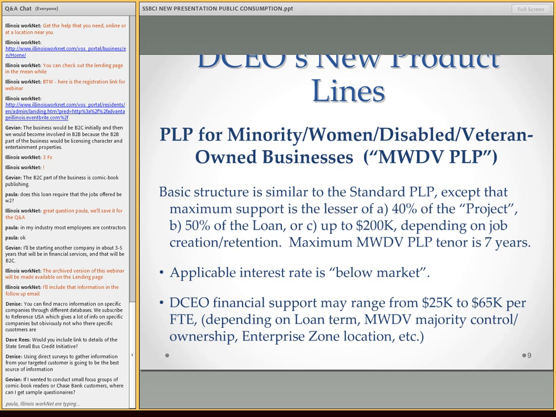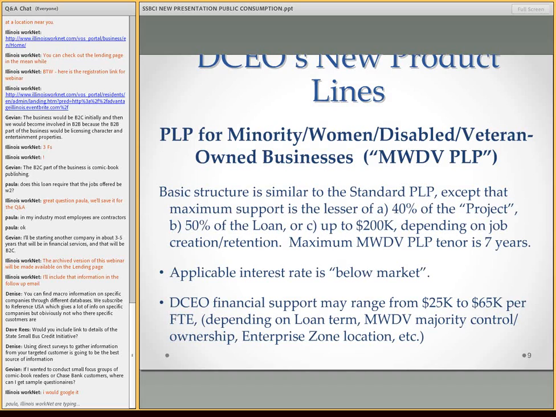This is a way of helping people get involved in franchises and other businesses where there's a large upfront franchise fee in order to get involved in the market. However, for minority, women, and disabled, you'll notice that we can also go up to $65,000 per full-time equivalent being hired. So this makes it pretty easy for us to go up to 40% of the entire project.